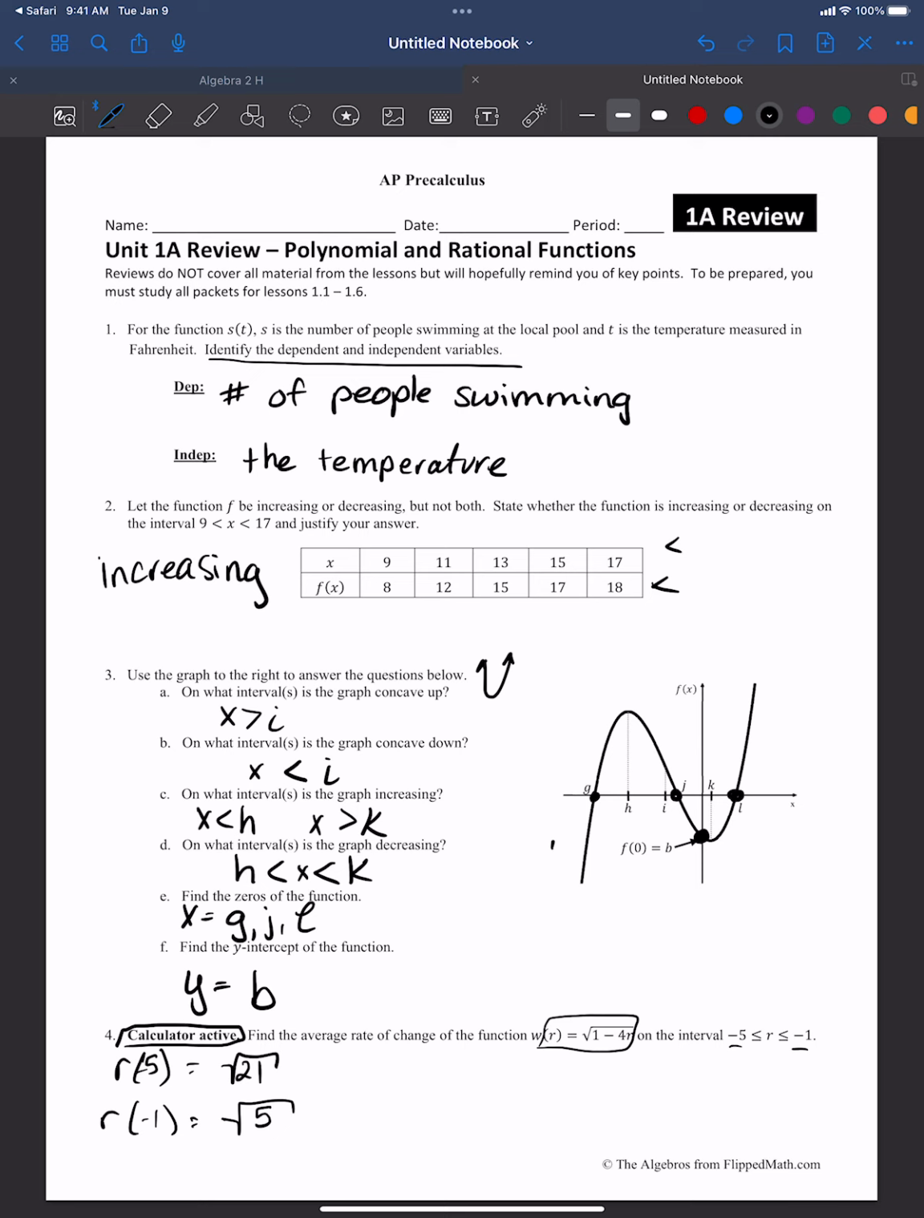So I'm not going to work that out. You should know how to do that. So then you would end up with the square root of 5 minus the square root of 21 over -1 minus -5. Remember, two negatives become a positive. So it would be this square root over 4.